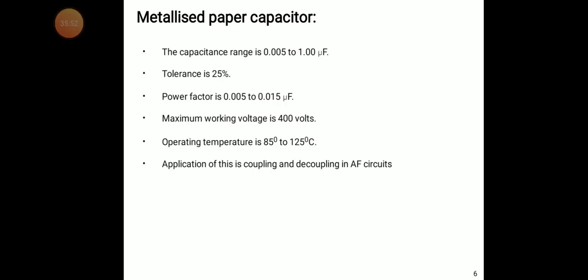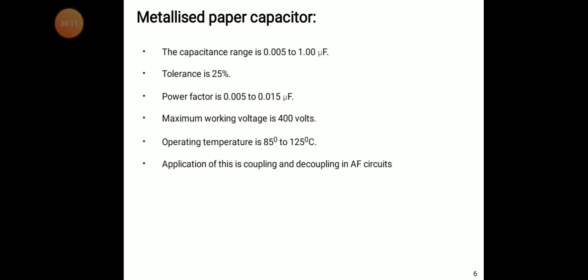In this range, the value is given the proper value. So the value we are expecting is given in this temperature range. The application is the same: coupling and decoupling of the audio frequency circuits. We are using the metallized capacitor. Tubular paper capacitor we discussed. The next one is the metallized paper capacitor.